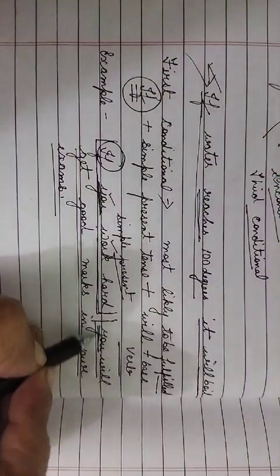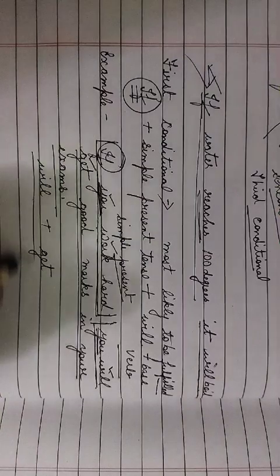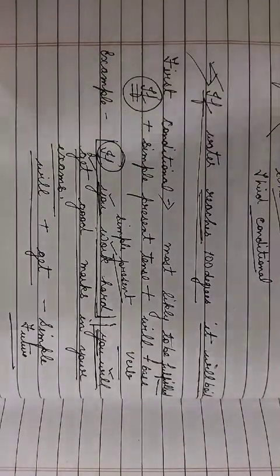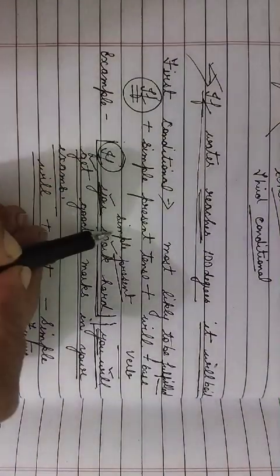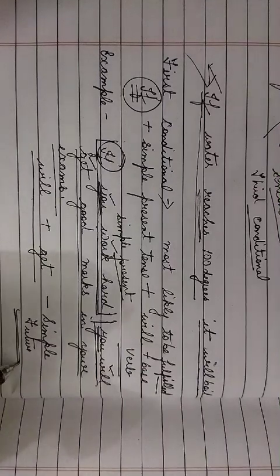Next comes your main clause. You will get good marks in your exams. This is your helping verb. This is your main verb. Will plus get. Which tense is this? Simple future tense. Yes, this is simple future tense. So, the if clause will have simple present tense. The main clause will have simple future tense.